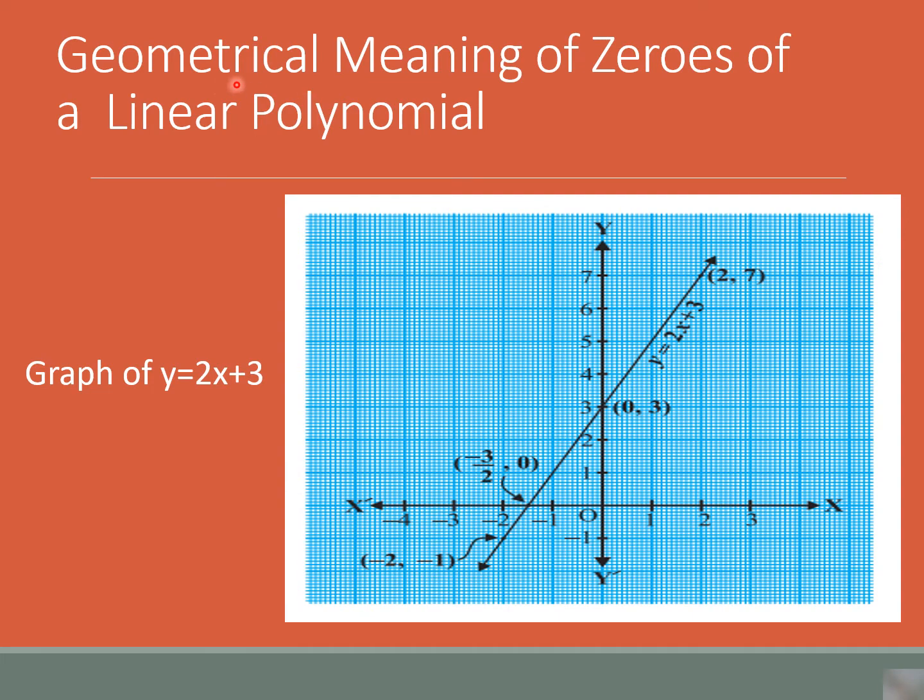Now here we are starting with the geometrical meaning of zeros of a linear polynomial. For that we have to see what kind of relationship it has. We have to see the graph of the polynomials. An example is being taken, which is the graph of y = 2x + 3. If you draw the graph of this, it will come out like this, as given over here. You can see that this line is intersecting the x-axis at the point (-3/2, 0), which is almost in between -1 and -2.